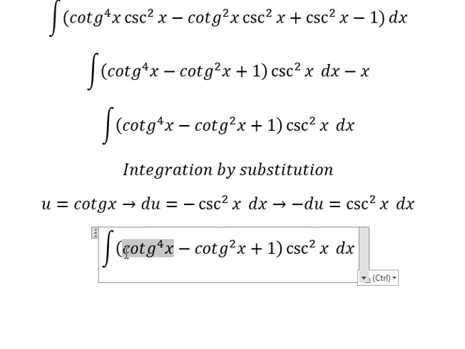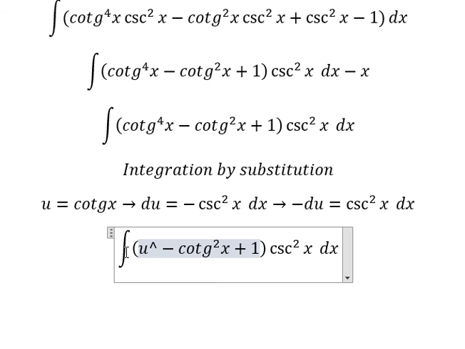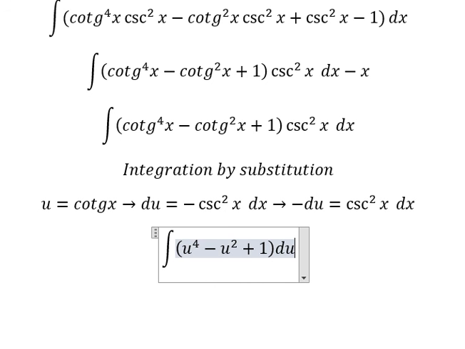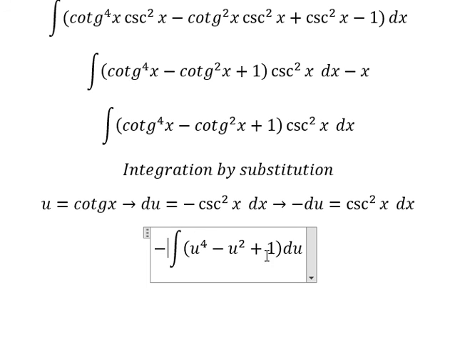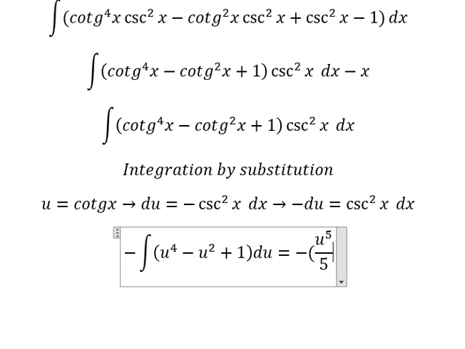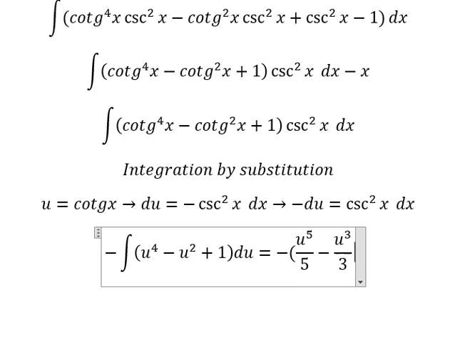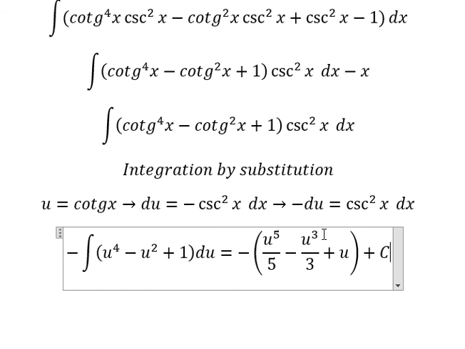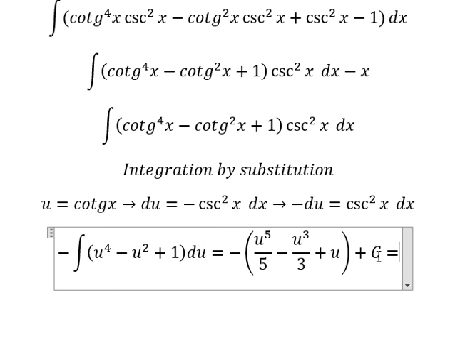This one we change by u. And this one we change by u. This one we change by negative du. The integration of u to the power of 4, we have number 5, number 3, and u in here. About u, that's cotangent s.